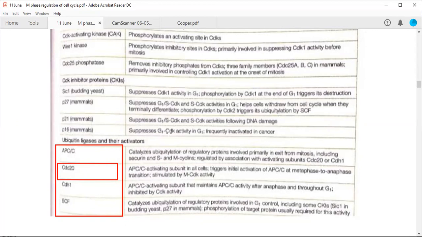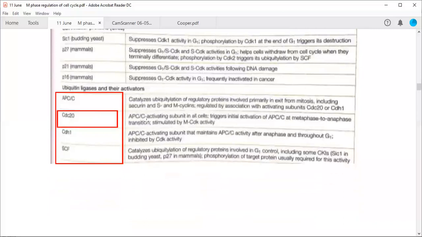This G1 CDK activity is to suppress your cyclin D, which makes a complex with either CDK4 or 6. And this P16 is a member of the INK4 family. I told you in yesterday's class. Now, because we have discussed the majority of them, in today's class my topic of interest is to discuss the ubiquitin ligases and their activators.